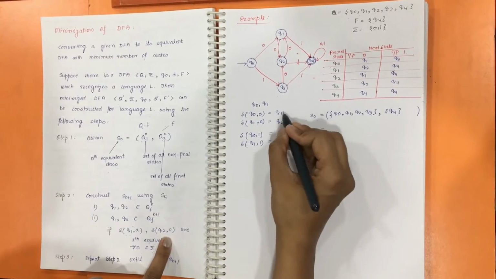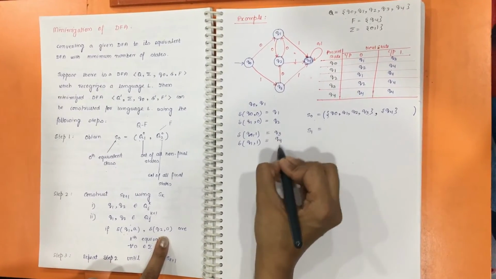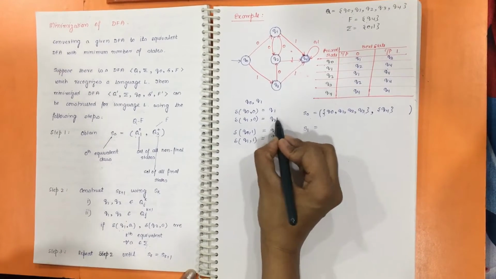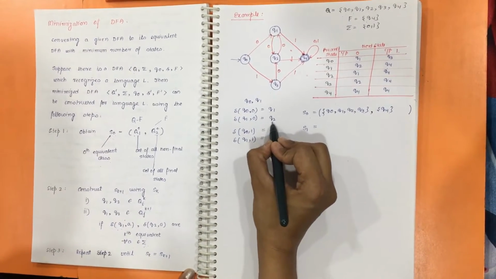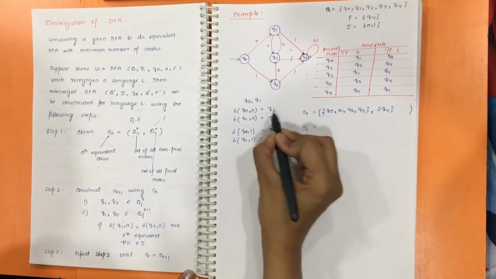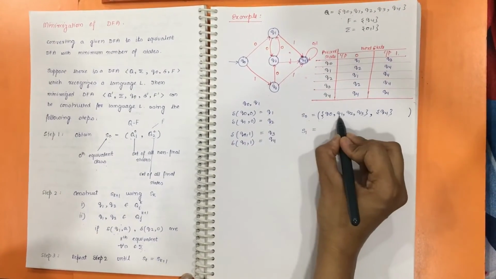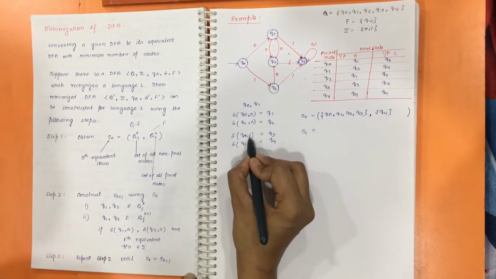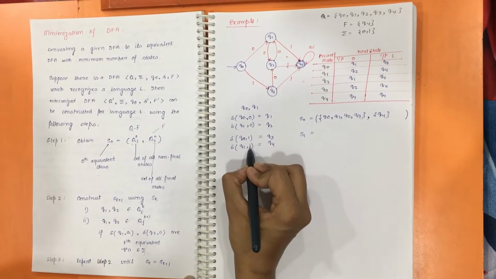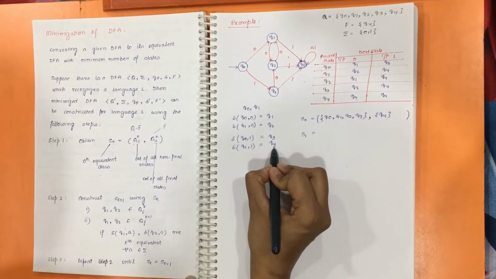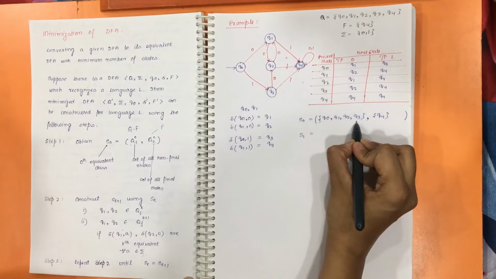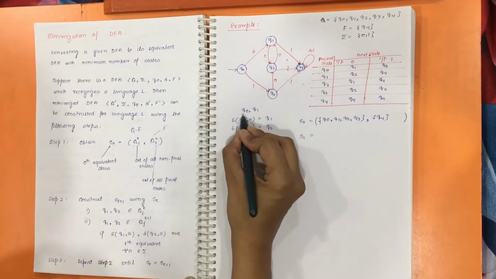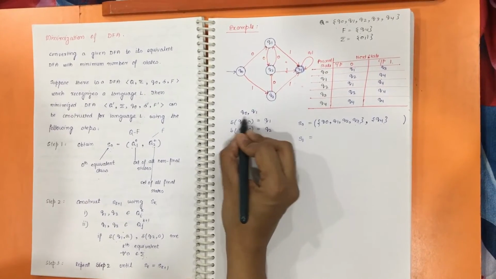Now we'll check whether these are 0th equivalent or not. For 0th equivalence, Q1 and Q2 should lie in the same set. So here we check Q1 and Q2; they are lying in the same set. Now check for the next input symbol, 1. For input symbol 1, the next states are Q3 and Q4. Q3 is lying in this set while Q4 is lying in this set. So we can say that Q0 and Q1 are not 1 equivalent.